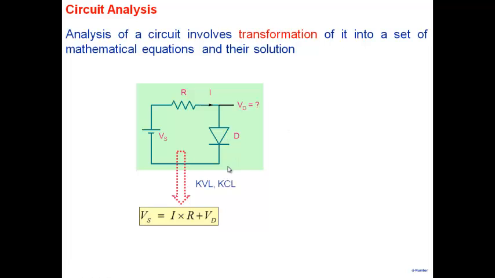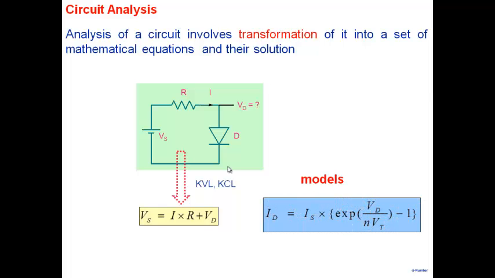And so KVL and KCL will give me one set of equations, and the other set of equations will come from the model of the diode. One model of a diode is an exponential diode model, which says the current is exponentially related to the diode voltage here, right? So there are two sources of equations that you see here. One source is application of circuit laws, KVL and KCL.